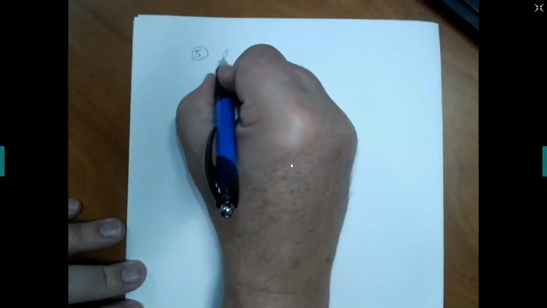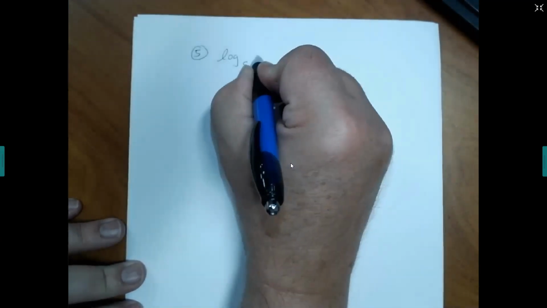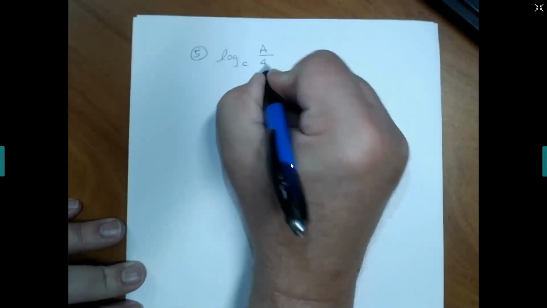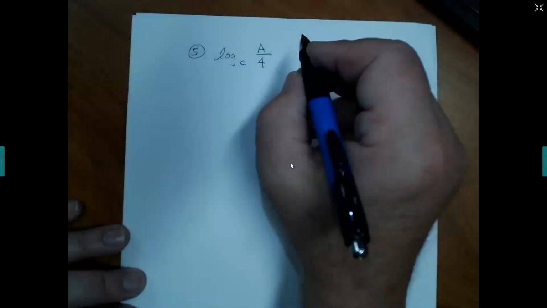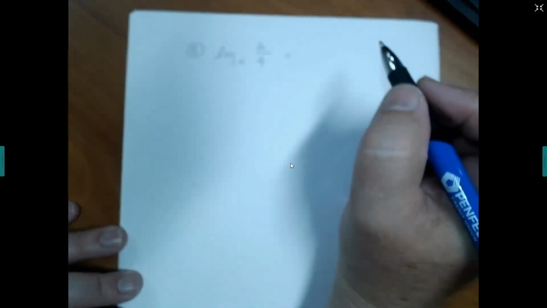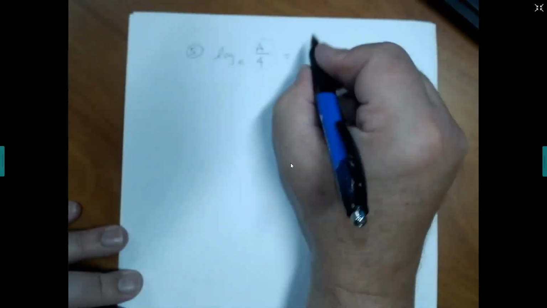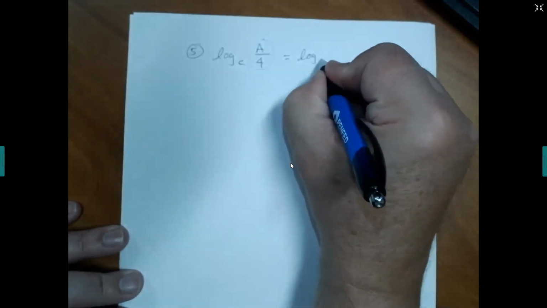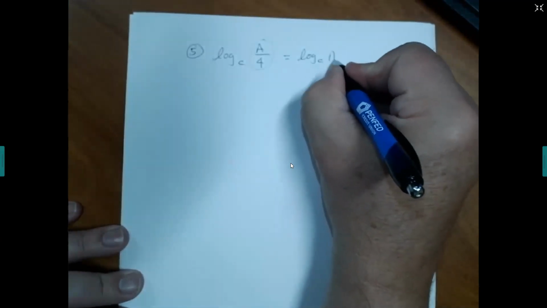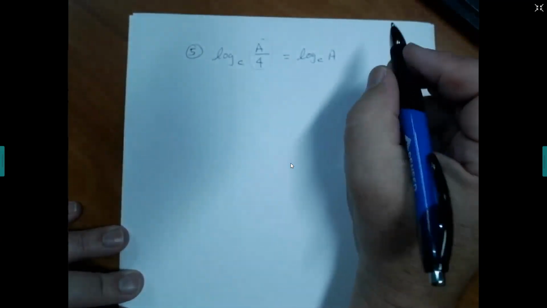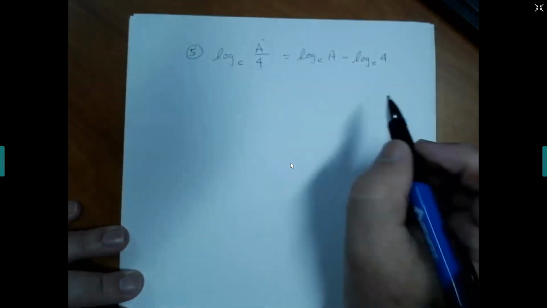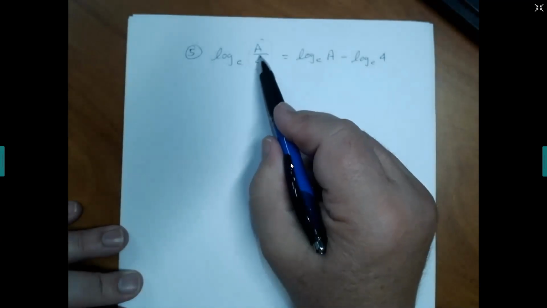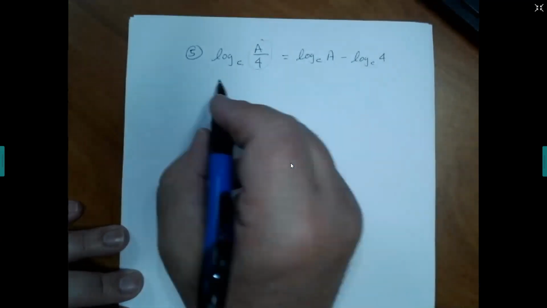One of the ones I was gonna ask: log base c of a over 4. Since it's a fraction, we can do what? Add or subtract? Right, so we subtract the bottom from the top: log base c of a minus log base c of 4. That's as far as you can go.